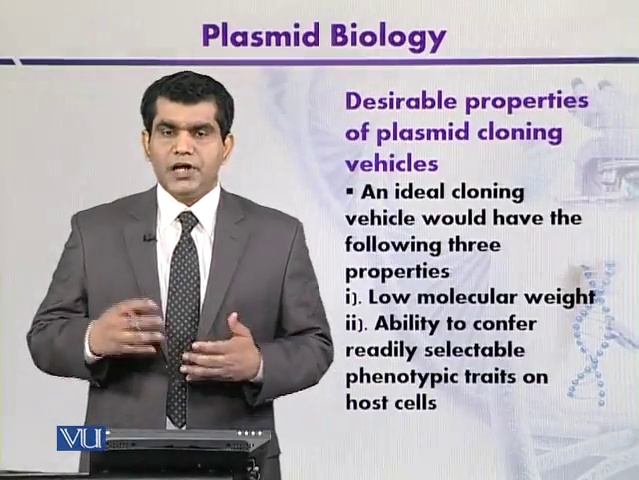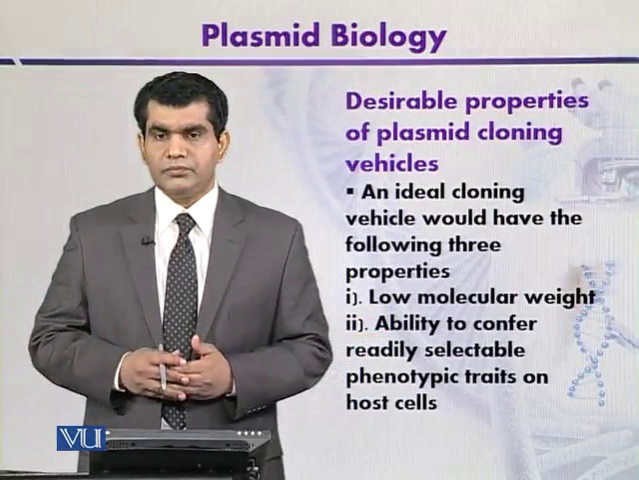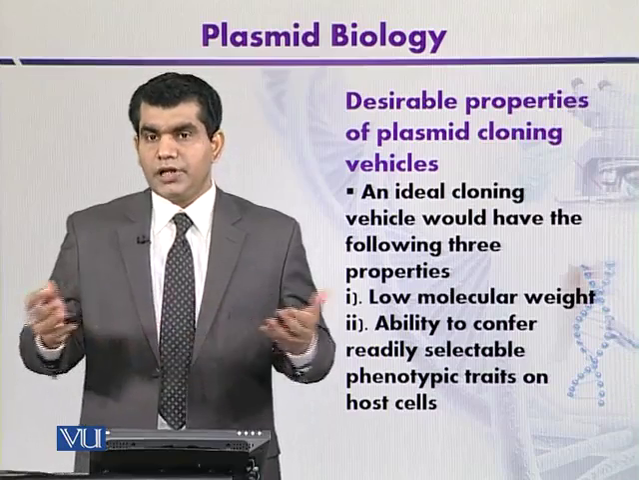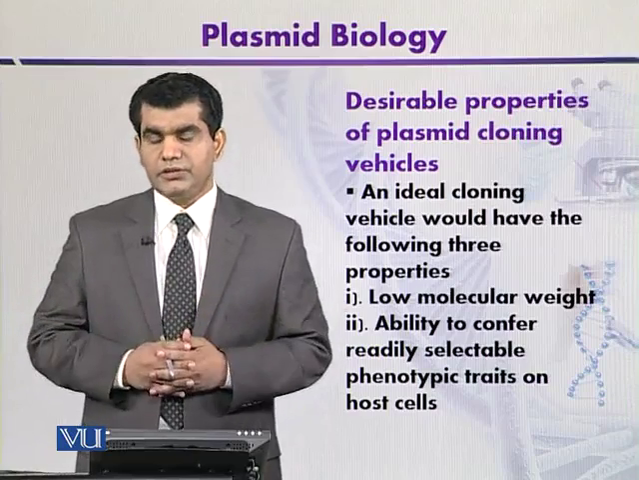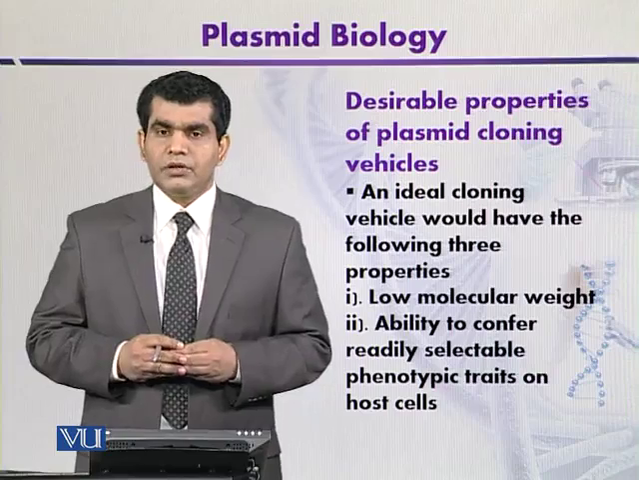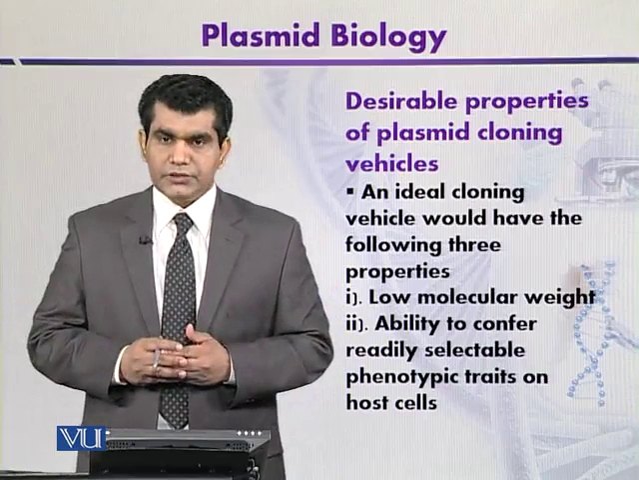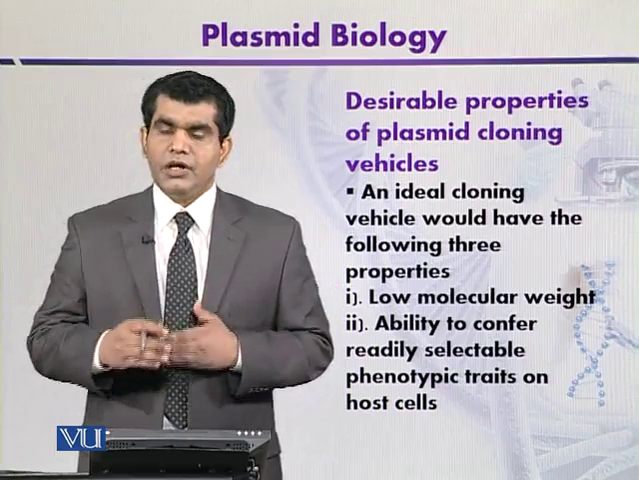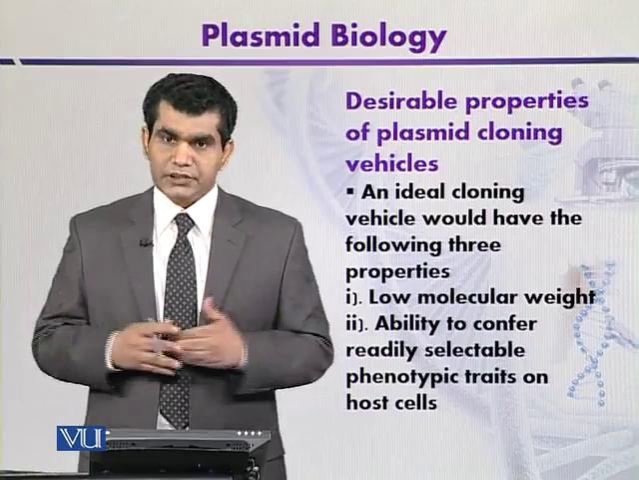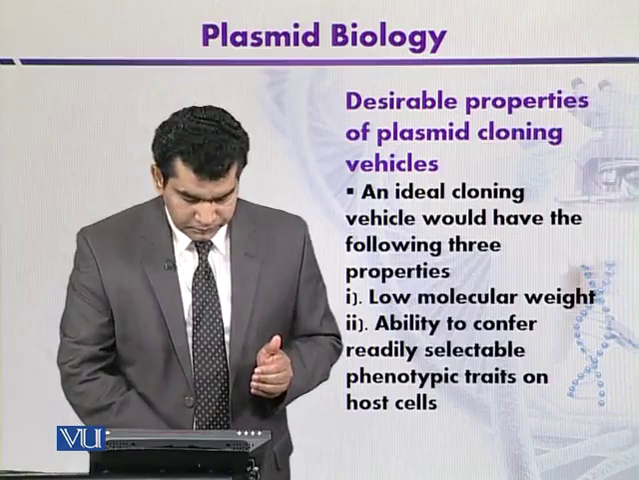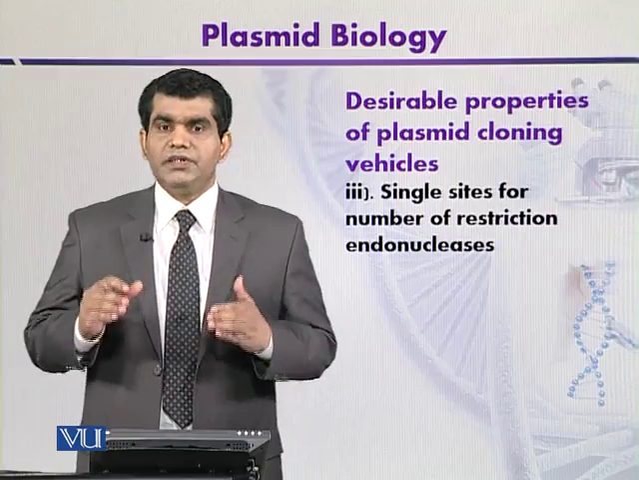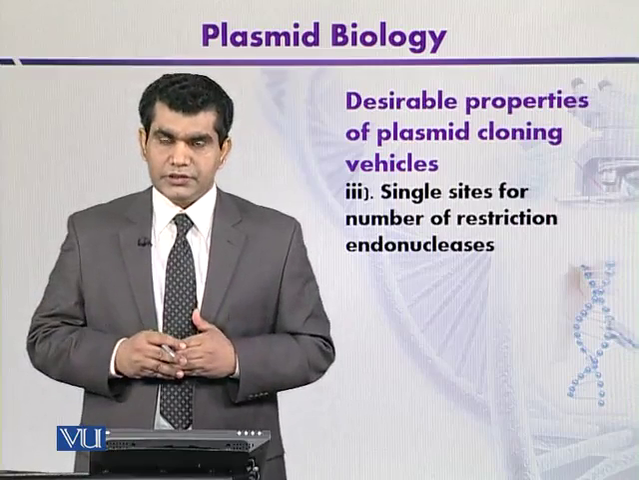Desirable properties of plasmids as cloning vehicles. In gene cloning procedure, when we are going to use plasmids as cloning vectors, then it must contain some suitable traits. For example, it must have low molecular weight. Secondly, ability to confer selectable phenotypes on the recipient cells. And third one, there must be a single site for different types of restriction endonucleases.